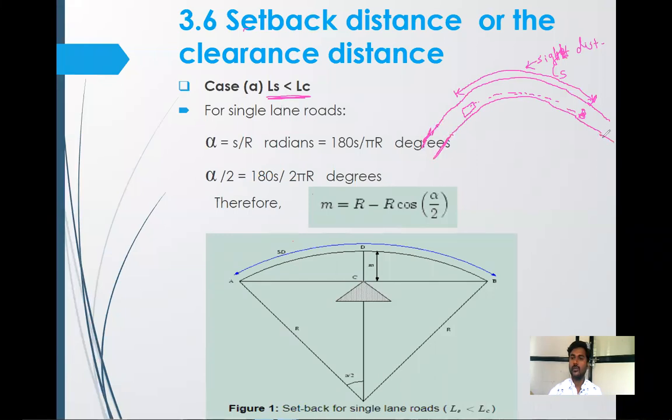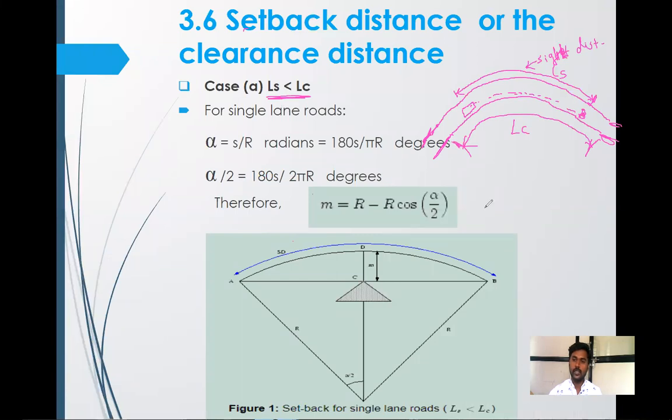That means this is the length of the curve from this point to this point. In this case, the length of curve is greater than the side distance. So this is our first case.